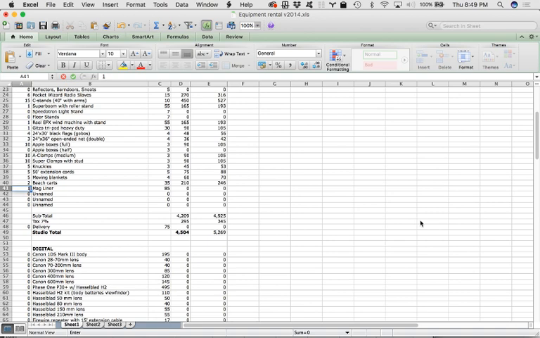Mag liner, everybody uses a mag liner to be there. I'll show you.